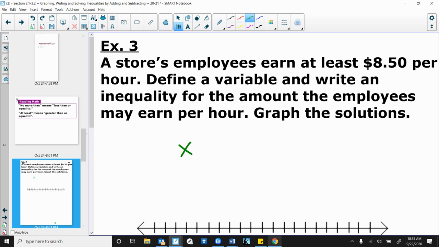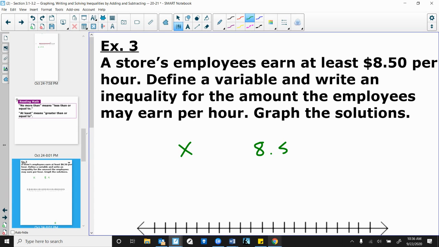Okay, and it says earns at least $8.50 per hour. At the very least, they make $8.50. So that means that they have to be greater than or equal to. If it's a very bad month or something and the business isn't doing that well, they're guaranteed $8.50 an hour. So, what can x be? x is going to be, and then I'm going to have 8.5 over here.